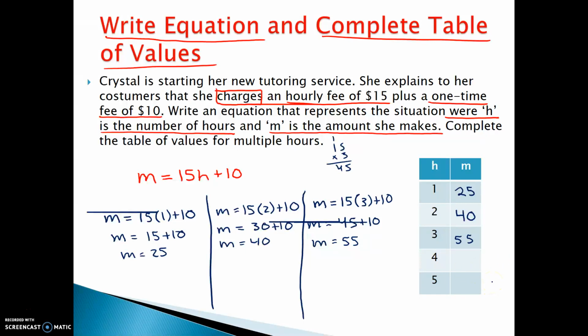This is a second takeaway that I want you guys to take away from today. Can you write an equation? Can you also fill out a table of values? So again, for 4, that's going to be 70. And then for 5, it's going to be $85. Okay, we actually do the math there.